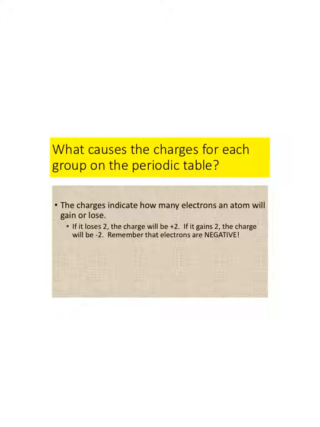So what causes a charge for each group on the periodic table? Well, I've mentioned this maybe 2 or 3 times already, but let's look again. The charges tell you how many electrons have either been lost or gained by that atom. So if it loses 2 electrons, now your protons will outnumber the electrons by 2, therefore leaving it with a 2+ charge. If it gains 2 electrons, now your electrons outnumber your protons, so therefore you have a -2 charge. Remembering always that electrons are negative and protons are positive.